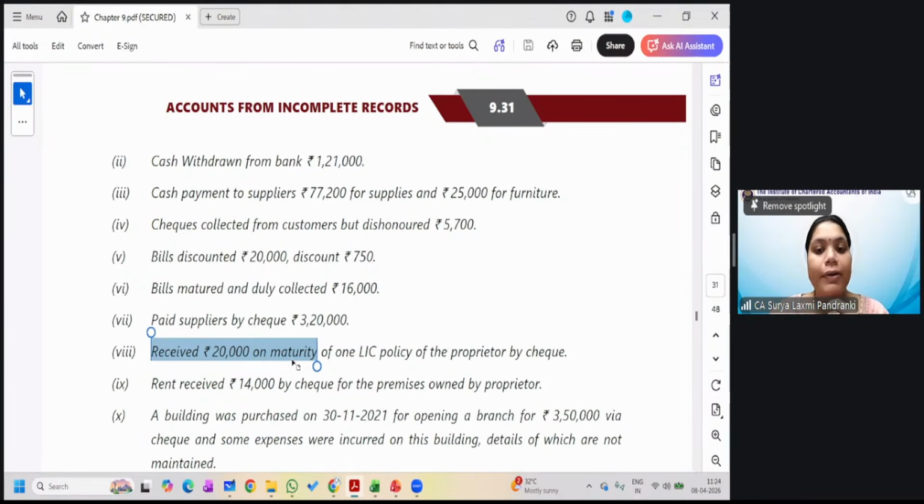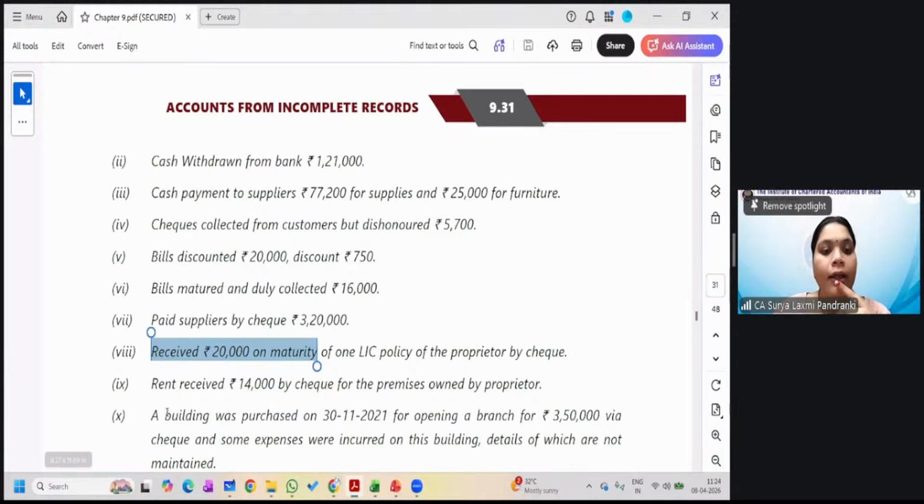Yes, why ma'am, is this an additional capital? Because it's a proprietor's personal amount. Yes, right. LIC policy is always for that particular individual person. When that is maturing, it is for the individual person. When you still bring it to the business, it means you have brought in some additional capital. So this has to be recorded in your capital account as well.